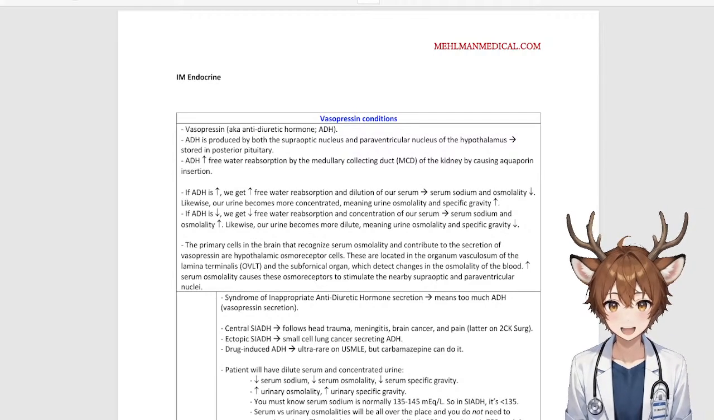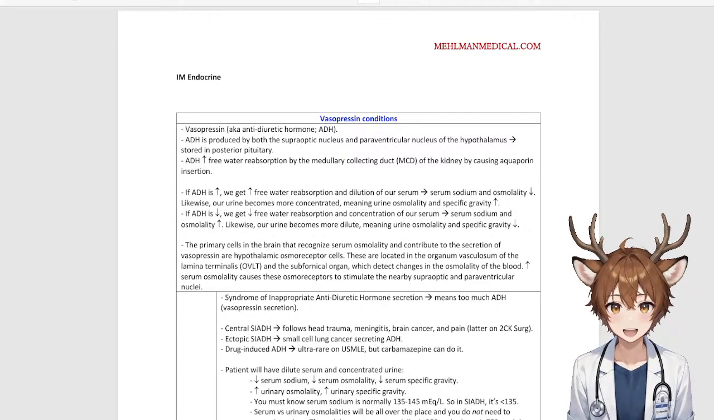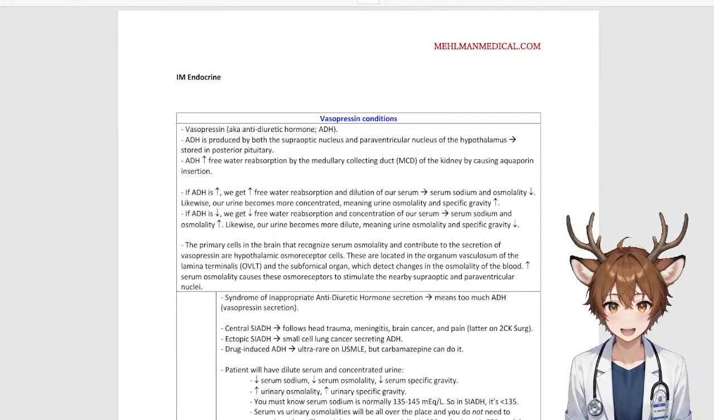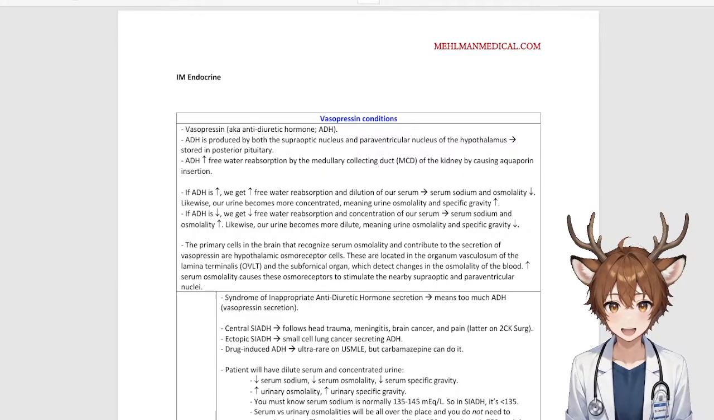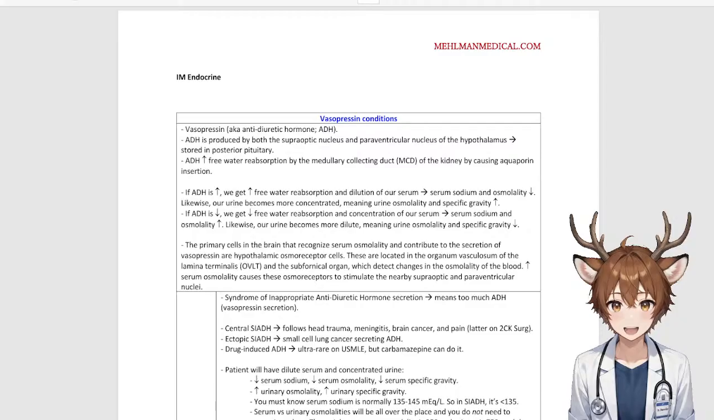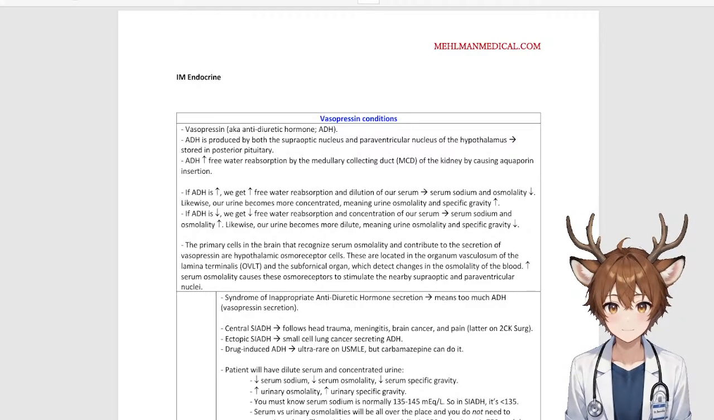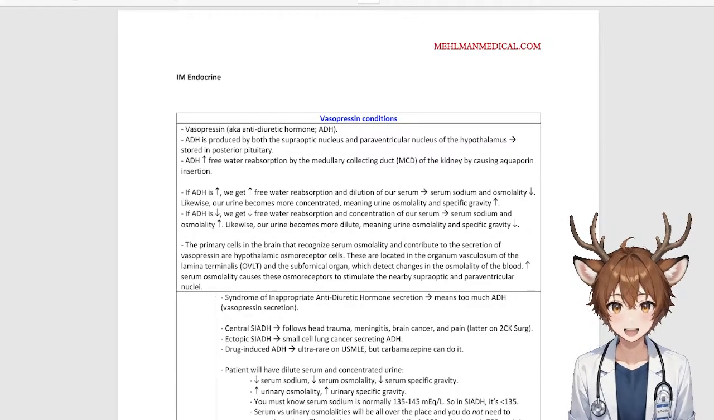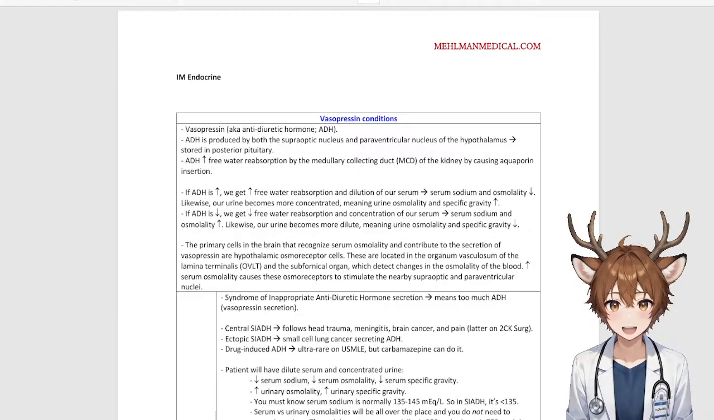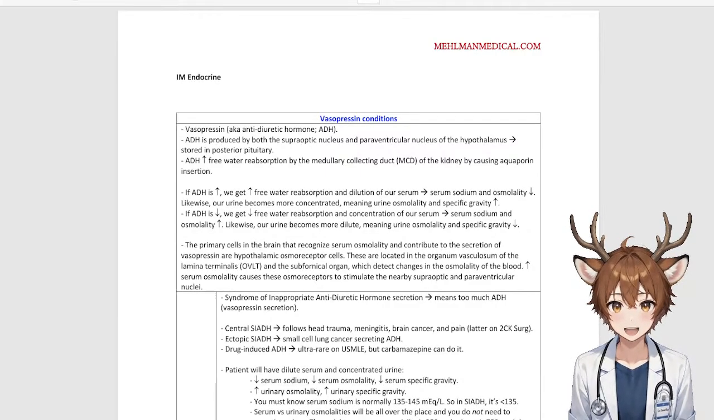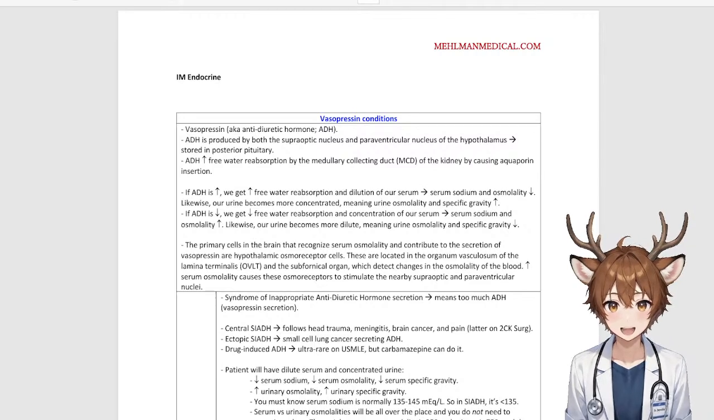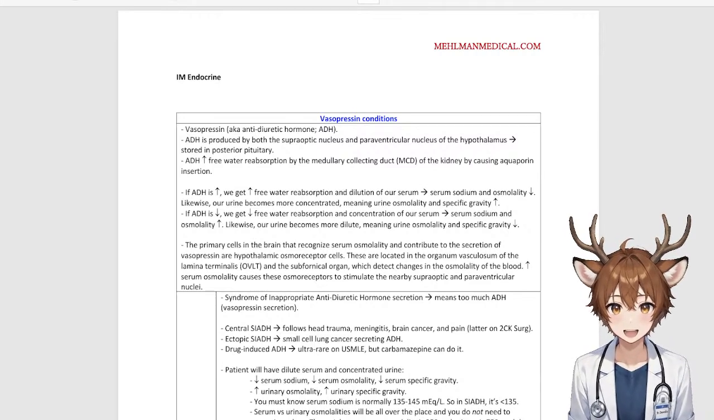If ADH is elevated, we get elevated free water reabsorption and dilution of our serum, leading to a serum sodium and osmolality decrease. Likewise, our urine becomes more concentrated, meaning urine osmolality and specific gravity increase. If ADH is decreased, we get decreased free water reabsorption and concentration of our serum, leading to a serum sodium and osmolality increase. Likewise, our urine becomes more dilute, meaning urine osmolality and specific gravity decrease.